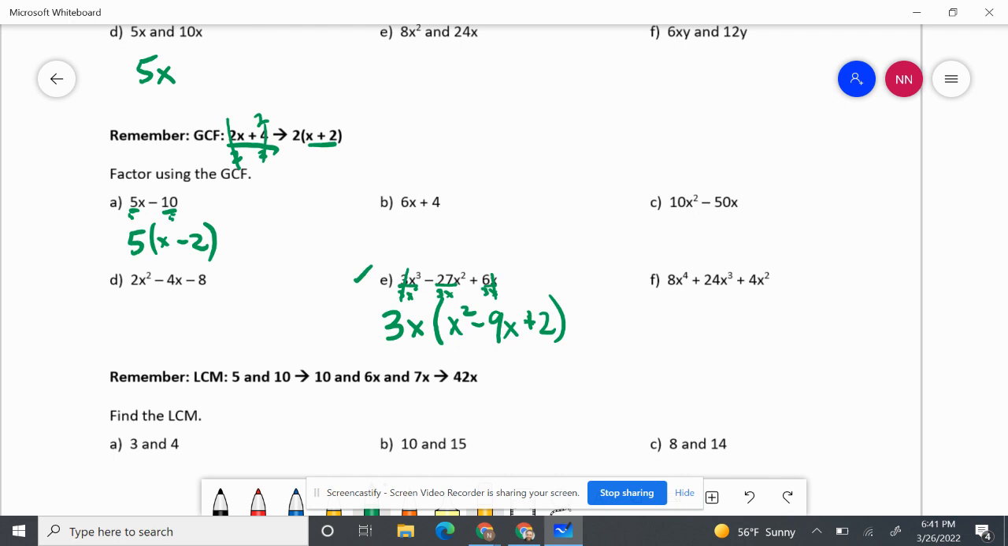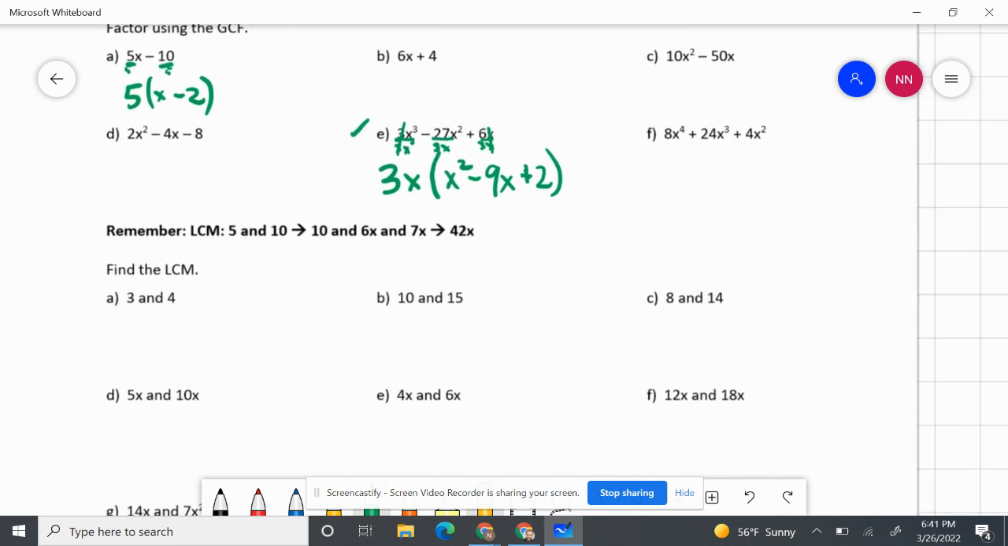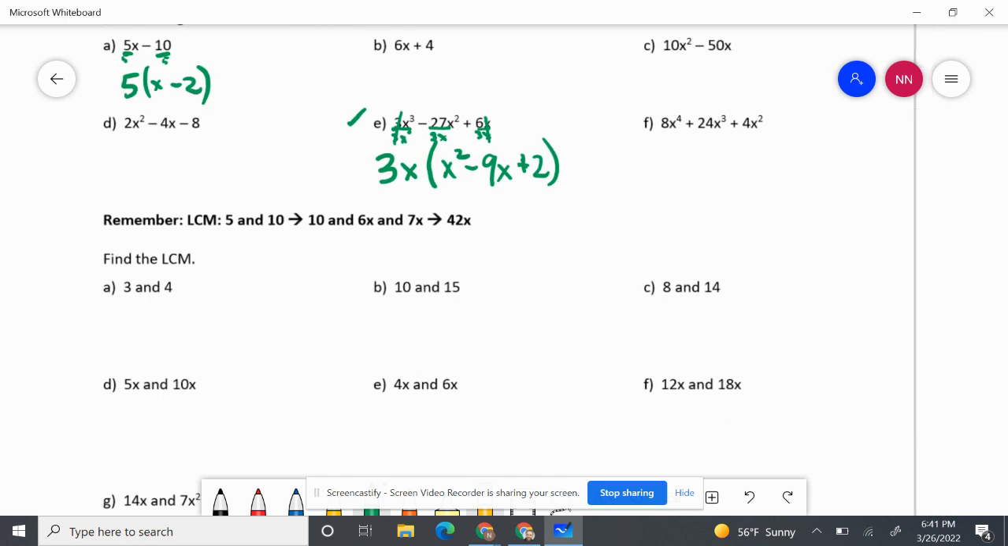So let's move to the LCM. The LCM is the least common multiple. That is the smallest number that both of them go into. This is used for finding a common denominator. So 5 and 10, they both go into 10. 7x, 6x and 7x, 6 and 7 would be 42, and then x and x would be just x.